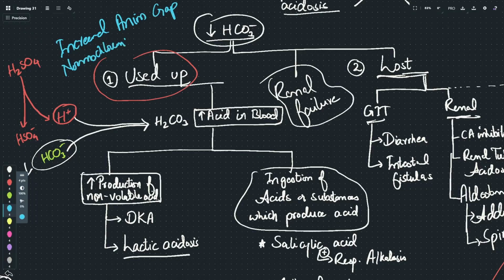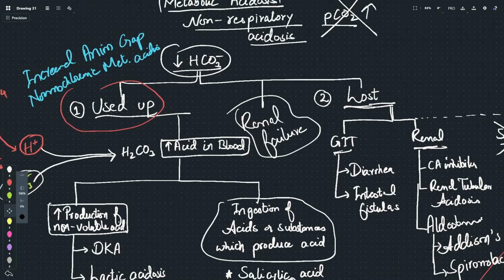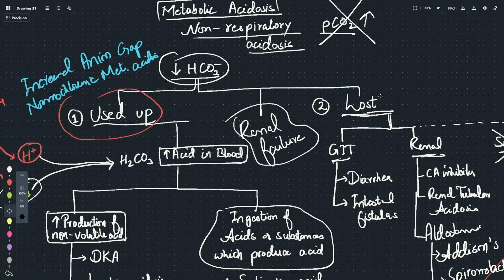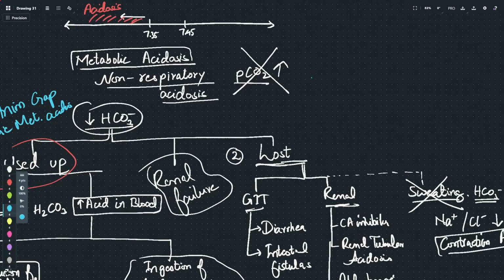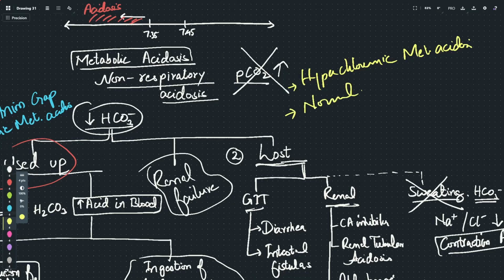Increased anion gap metabolic acidosis is also called normochloremic metabolic acidosis. So now we can divide metabolic acidosis into two types: the normochloremic, and the other one, hyperchloremic metabolic acidosis. And it is in this type of acidosis, of course, you have understood by now, that the anion gap is normal. So normal anion gap metabolic acidosis. Why normal anion gap?